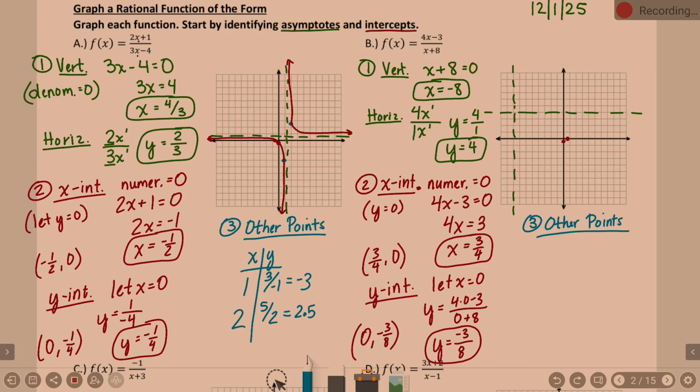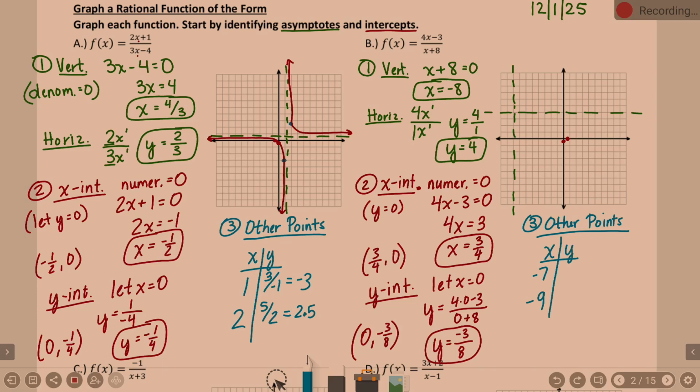If you recall, my other points I like to pick, I like to find my vertical asymptote. I want one on either side. Now, in all honesty, we kind of know where this graph is on the right, yes? What I definitely want is a number to the left of my vertical asymptote that proves my graph is going to be up here. My vertical asymptote was -8. So for me, I would probably do -7 and -9, because those are numbers on either side of -8.